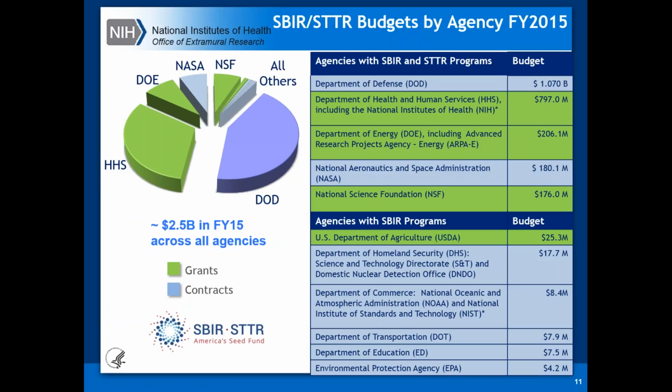One of the things you should note here is that the Department of Defense, NASA, and some of the ones in blue are funded through contracts, whereas the ones in green are funded through grants or cooperative agreements. And the NIH, ours is predominantly 80–90% in grants.